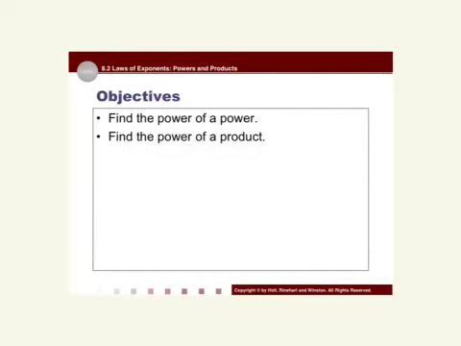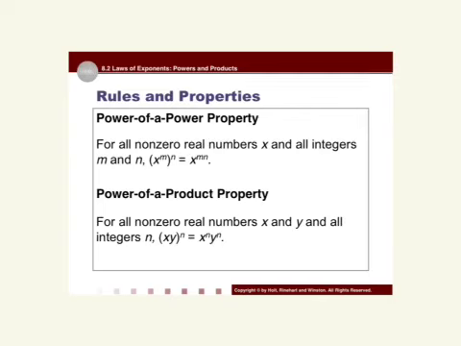Alright students, hello and welcome to Chapter 8, Section 2, Laws of Exponents, Powers and Products. We have two objectives for today. The first objective is to find the power of a power, and the second objective is to find the power of a product. We have two new laws of exponents which we are going to introduce to you here this evening. The first one is a power of a power property.